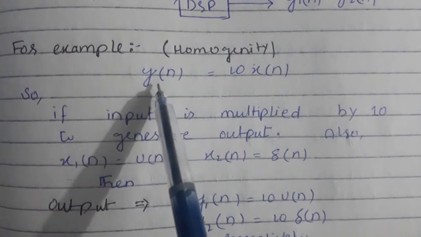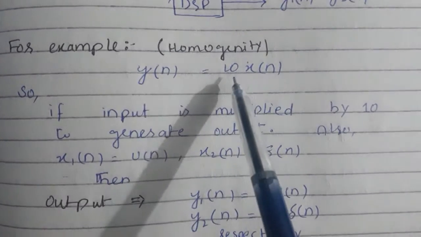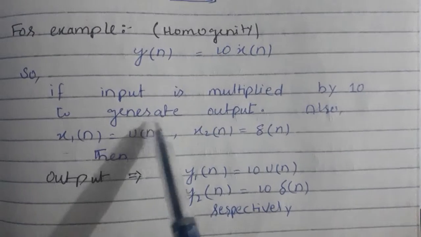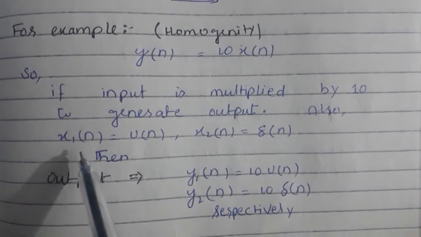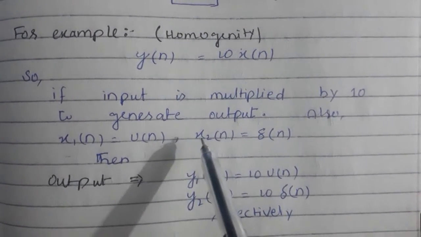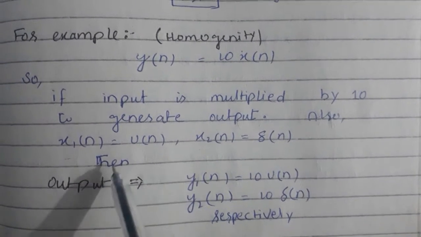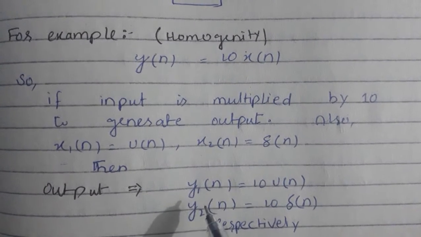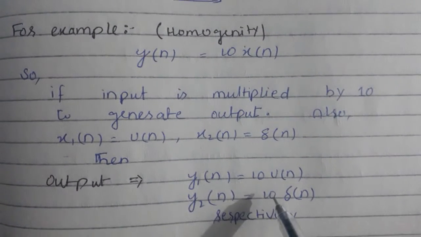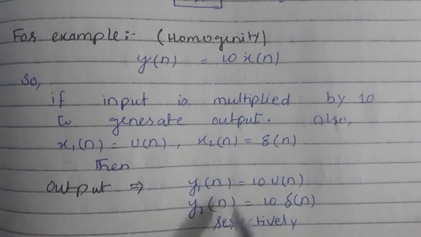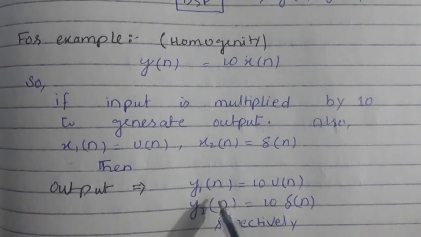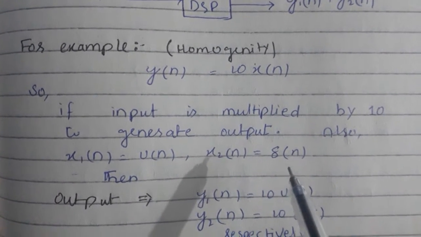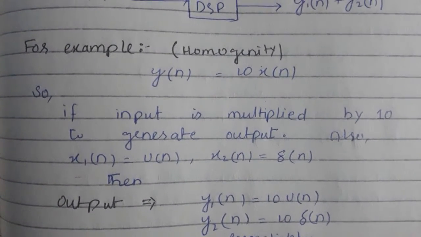Now we see some examples of additivity and homogeneity. Suppose we have a function y of n equal to 10 times x of n, so the input is multiplied by 10 to generate the output. Also we have x1 of n is u of n and x2 of n is delta n, so the outputs must be y1 of n equal to 10 u of n and y2 of n equal to 10 delta n respectively. If it holds these two equations, then it is linear, otherwise it will be a non-linear function.